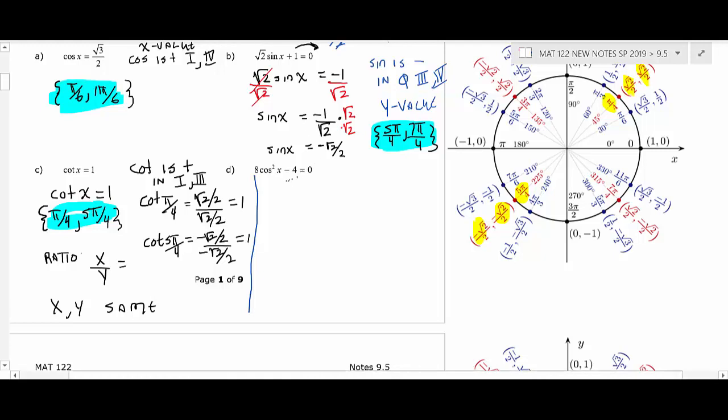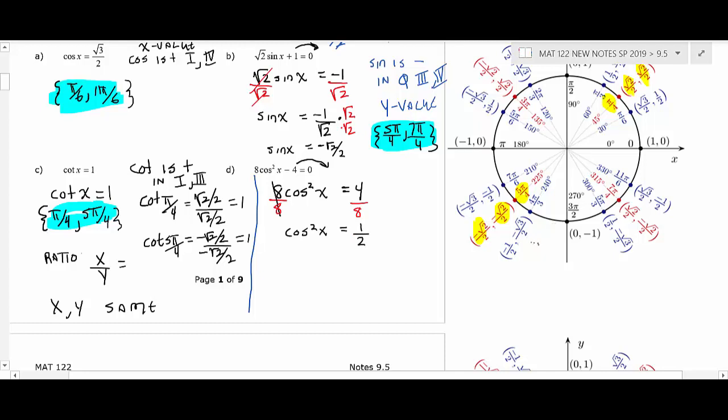So this one's a little bit different. We're going to isolate the cosine. So you're going to add 4 to both sides. You can do that in your head. You would have 8 cosine squared x equals 4. Okay, what do you need to do next? You need to get rid of the 8, okay, because you want cosine all by itself. That'll divide out. You'll get cosine squared x. That fraction reduces to 1/2.